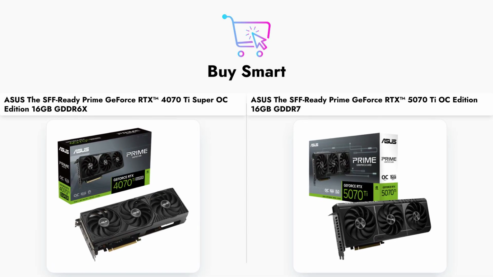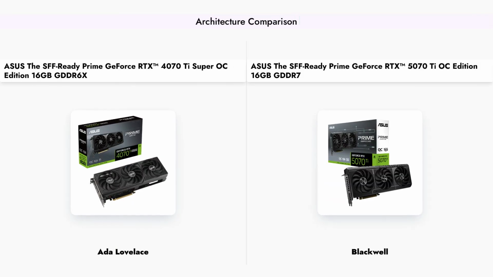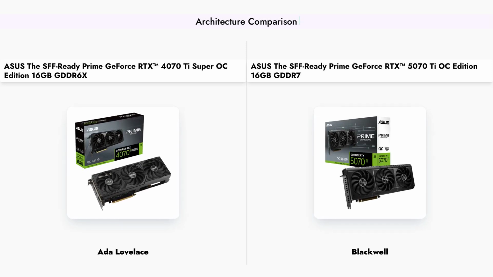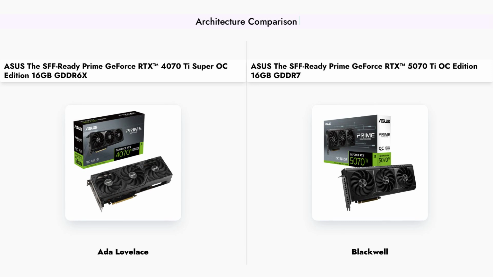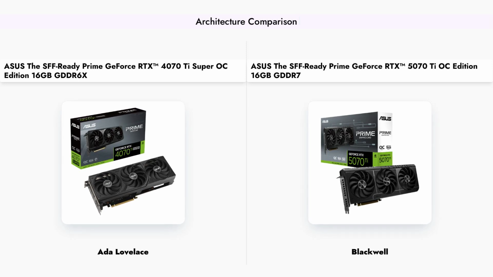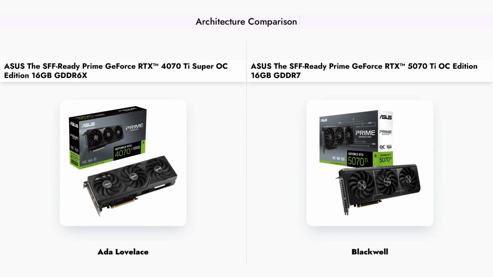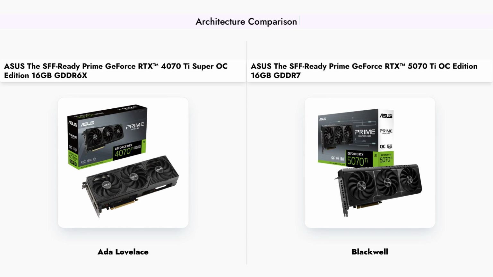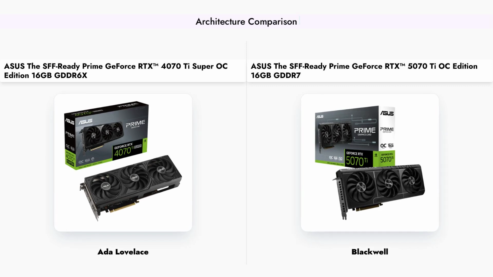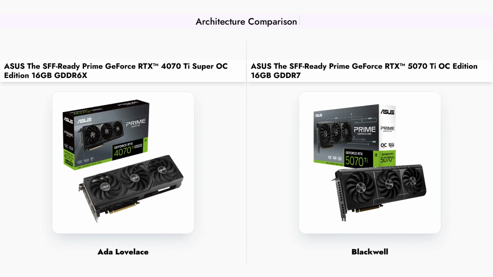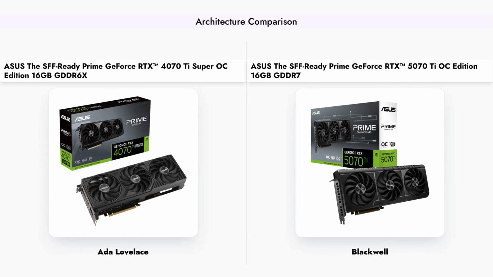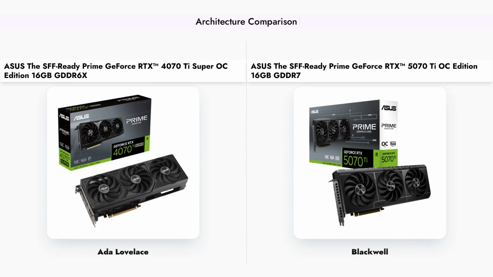Let's get started. The ASUS RTX 4070 is built on the Ada Lovelace architecture, which provides excellent performance for 1440p gaming and supports ray tracing and DLSS 3. In contrast, the RTX 5070 utilizes the newer Blackwell architecture, offering improved performance and enhanced ray tracing capabilities, along with support for DLSS 4. This architectural difference is significant for gamers looking for the latest technology and performance enhancements.